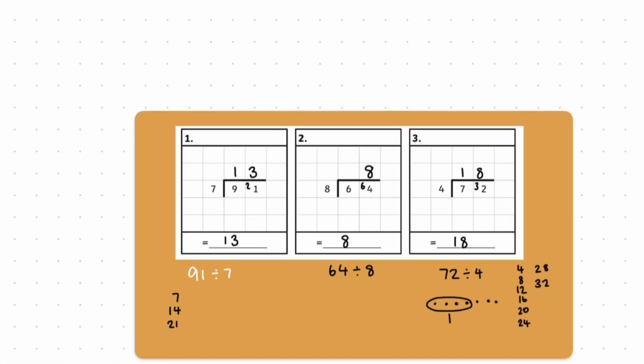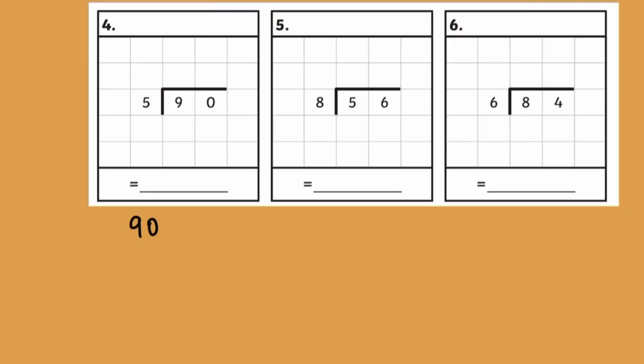Let's move on to the next questions. Question 4. 90 divided by 5. So how many lots of 5 go into 9? We know that there is one lot of 5 with 4 remaining. So writing out our 5s, 5, 10, 15, 20, 25, 30, 35, 40. And we can see 5 lots of 8 give us 40. So our answer is 18.